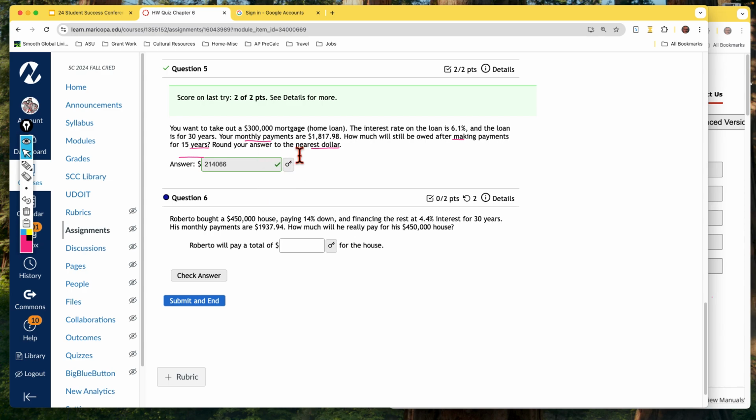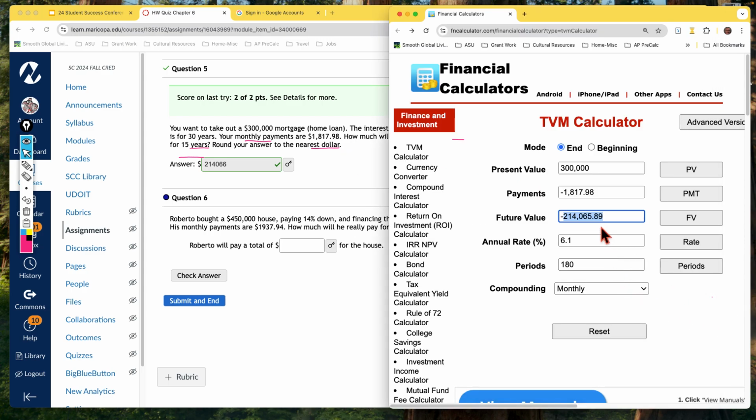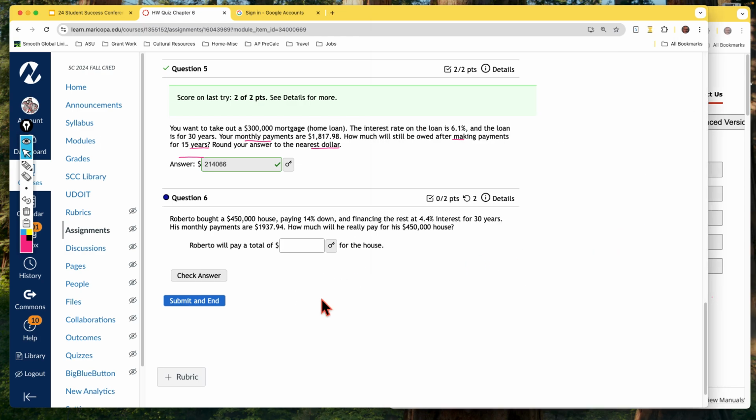No, because they wanted it rounded to the nearest dollar. So that's why we don't use the decimal, but we did round up. So instead of a 5, we rounded up to a 6 in this case, just because that's what they wanted. So far, so good. It's got one more question.